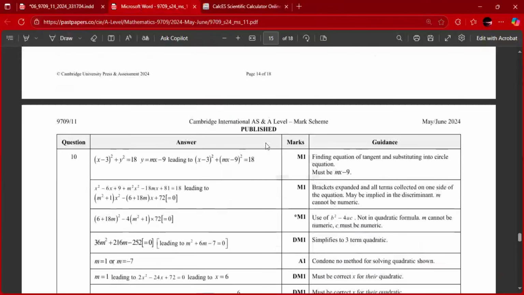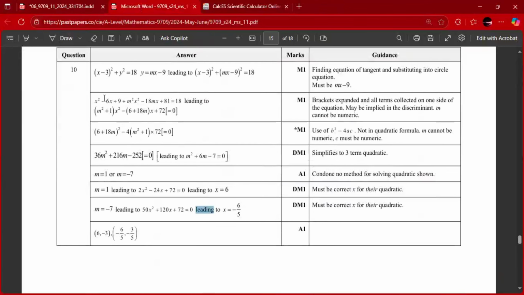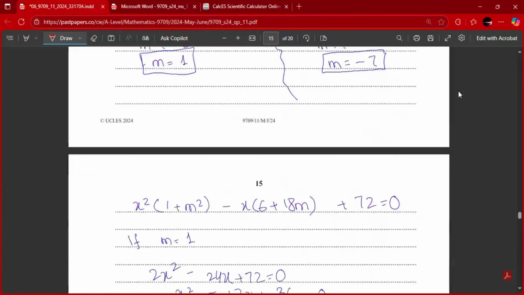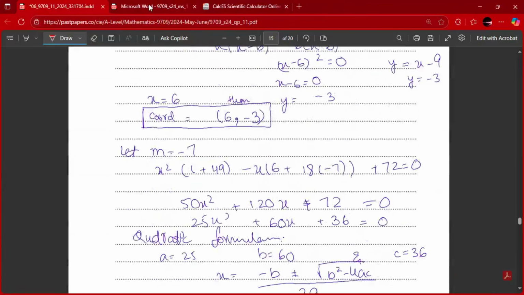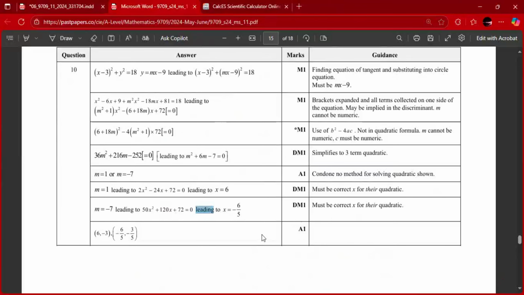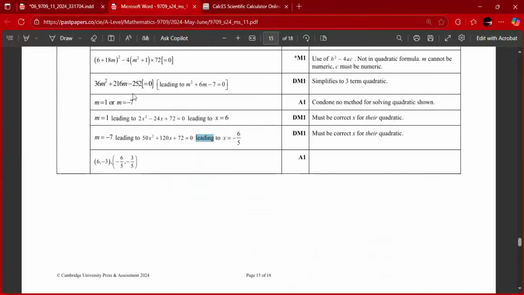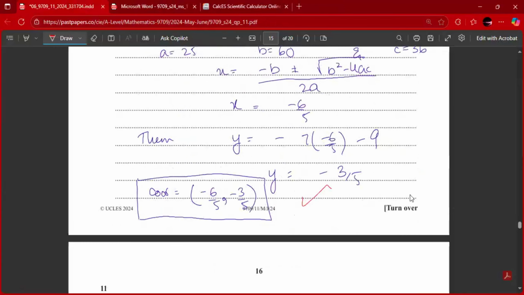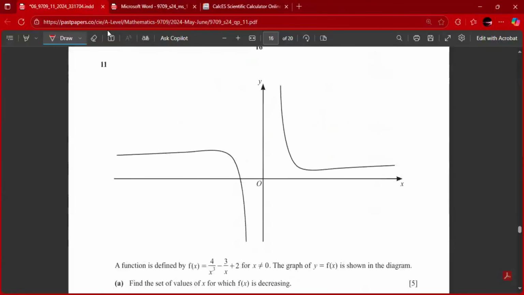Where's m? Oh, this is question 10. m is 1. Oh my god. Let's just put a tick. Going forward, the correct answers: x is equal to 6 comma minus 3. This is right. So it is the last question probably.